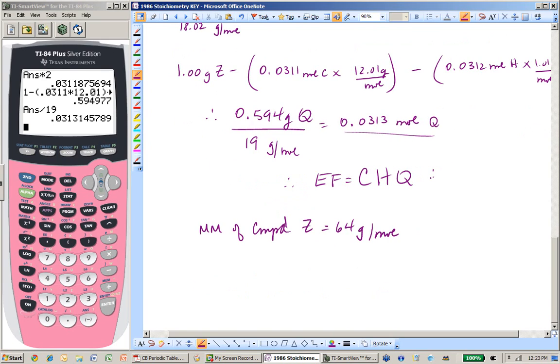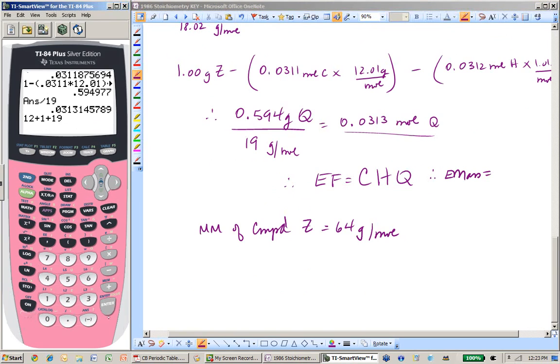So the empirical mass of CHQ is 12 plus 1 plus 19. I can round these all off. We'll get the big idea here. It's 32.